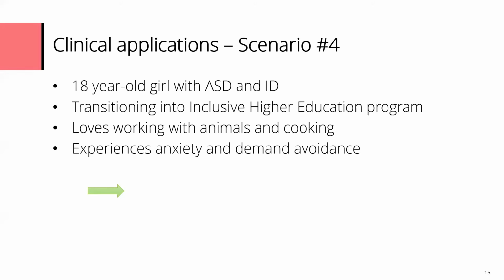So our final scenario is an 18-year-old student, an older student. She's autistic and has an intellectual disability. She's in her final year of high school and will be transitioning into an inclusive higher education program. So this assessment will form part of the documentation around that transition. She loves cooking, she loves anything to do with animals, and she would love to find a job that allows her to work with animals.